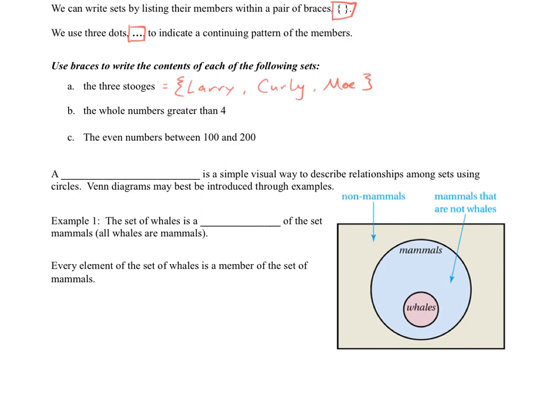The next one, we have whole numbers greater than 4. Well, whoa, that's a lot of numbers. I guess we could just start with a number that's greater than 4. All right, that'd have to be 5. So 5, 6, 7, 8, 9, 10. And I don't want to write any more numbers, otherwise I'll be writing forever.